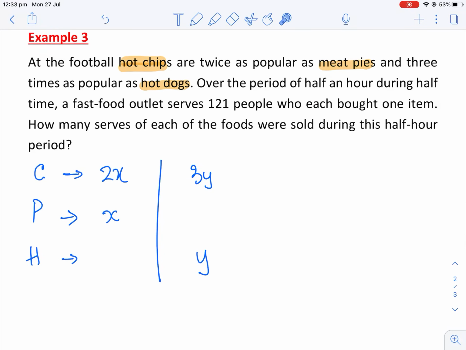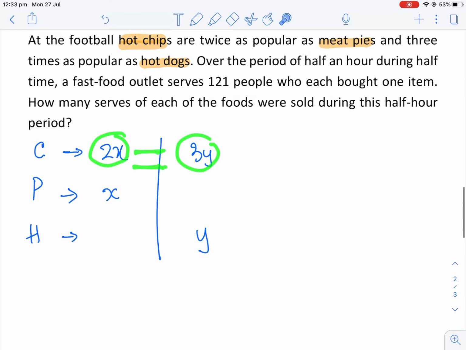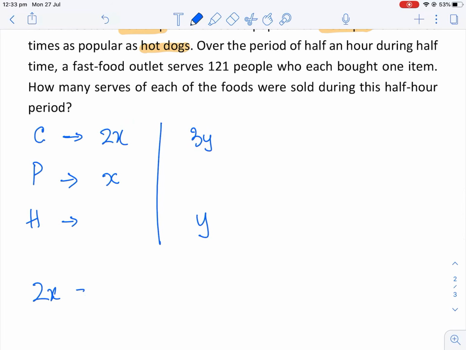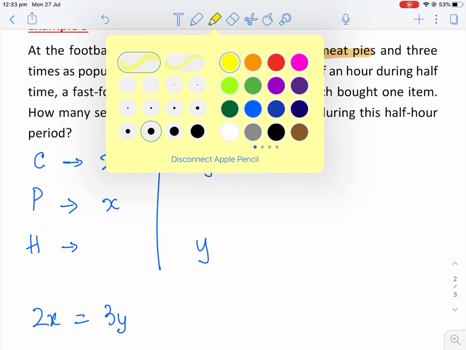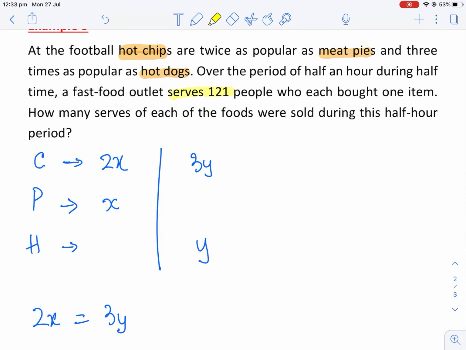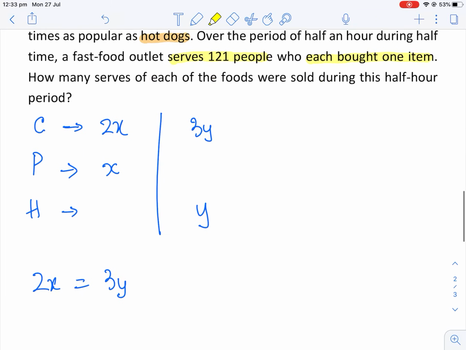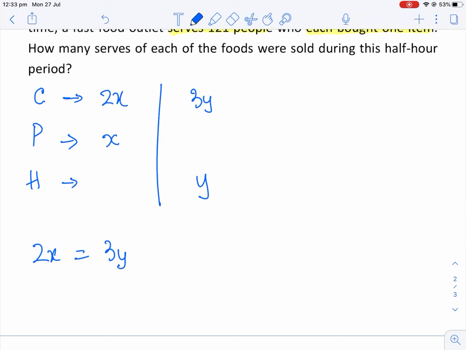And again, you can see here, even though this one is 2X and this one is 3Y, they represent the same amount of hot chips. So the first equation I have here is 2X equals 3Y. All right, the first equation. And then move on, we have a total of 121 people served who each bought one item only. So what does it mean? It means that the number of meat pies, plus the number of hot dogs, plus the number of hot chips, for example 2X, will equal 121.